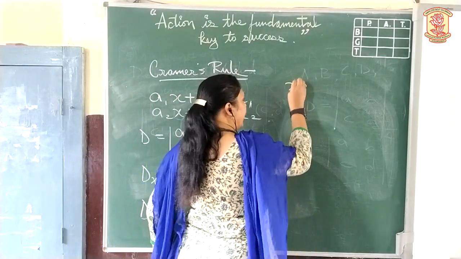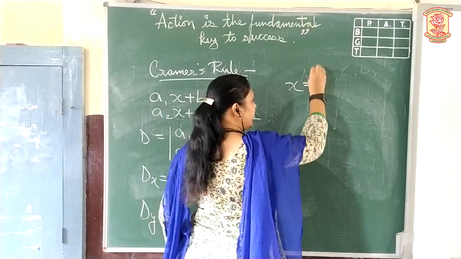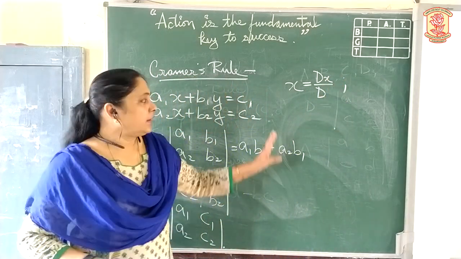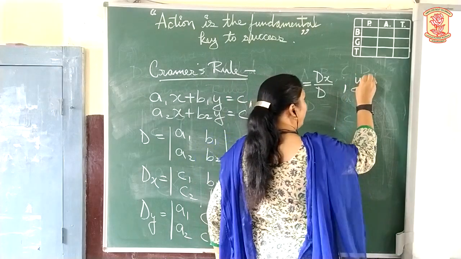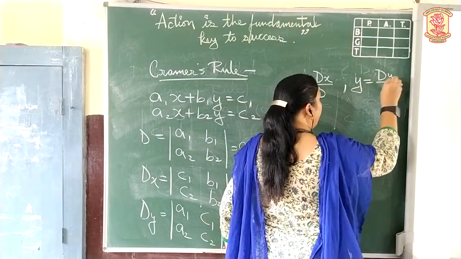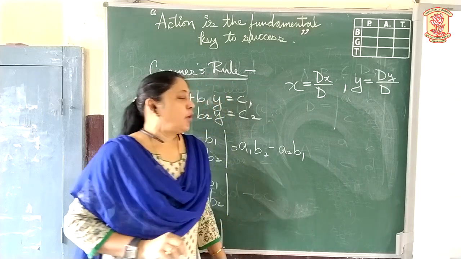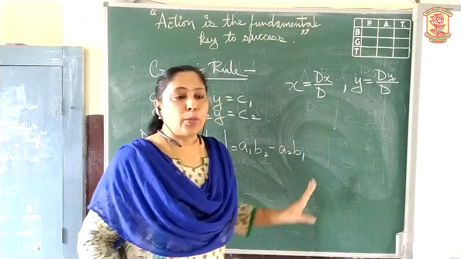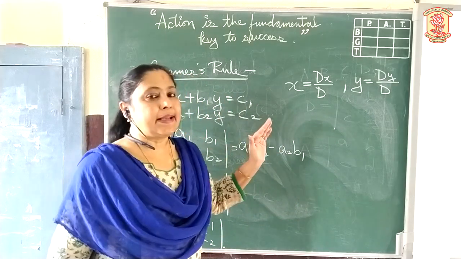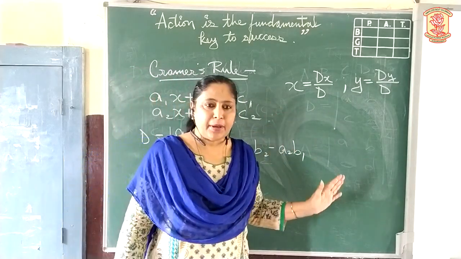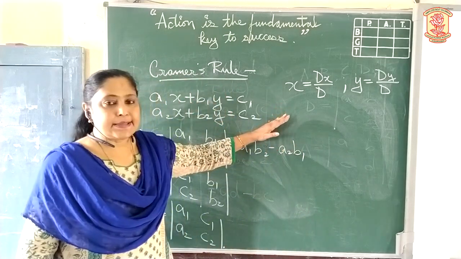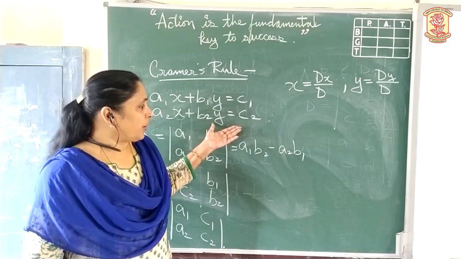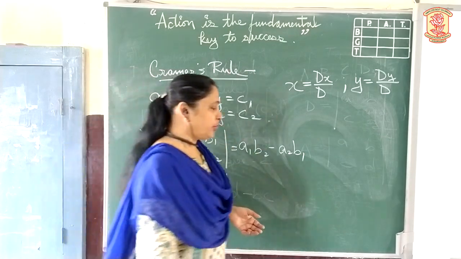Now, to get the value of x, we get Dx upon D, that is the determinant for x upon the determinant. And for getting the value of y, we write Dy upon D, that is the determinant for y upon the determinant. So this is the method of solving equations using Cramer's rule. Actually, this is a very easy method of solving simultaneous equations. So you can use this way of solving for the exercises that we are going to have further.